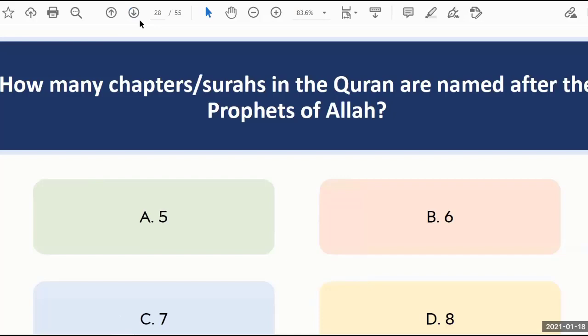Chapters in the Quran are named after C6, C7, or D8. Assalamu alaikum. Walaikum assalam. Is it 7? I'm not sure, 7 or 8. Jazakallah for your answer, and that's right. The correct answer is 7. Jazakallah.